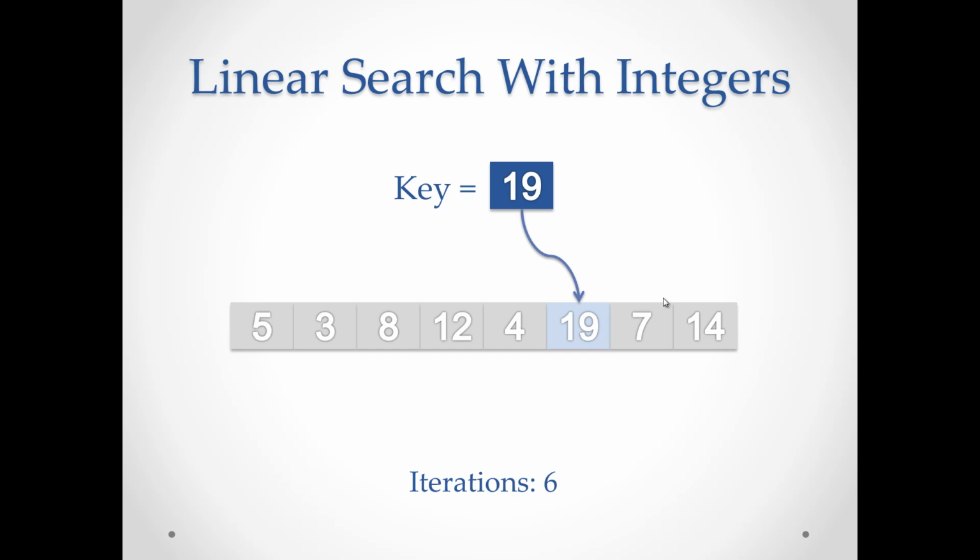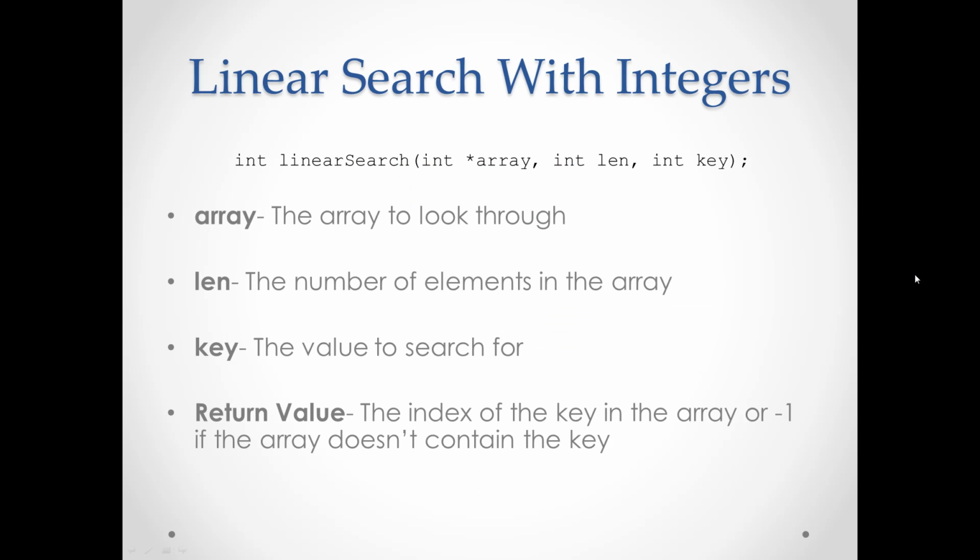Now let's go ahead and take a look at the function prototype for our linear search algorithm. So this is all that it's going to look like. It's going to return an int, which is just going to be the index of the key inside of the array, and we'll just go ahead and call our function linear search. And like I mentioned before, this function takes 3 parameters. The first is just going to be the integer array that we're looking through. The second parameter is the length of that array, and the last value is just going to be the key, so the value that we're looking for.